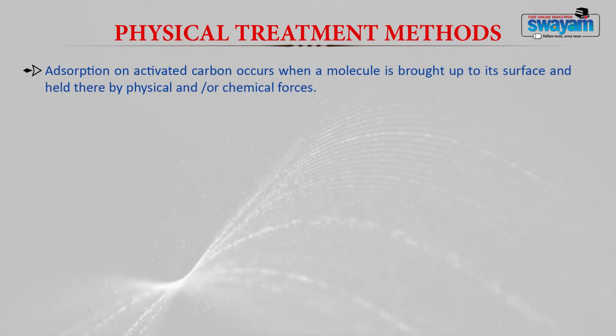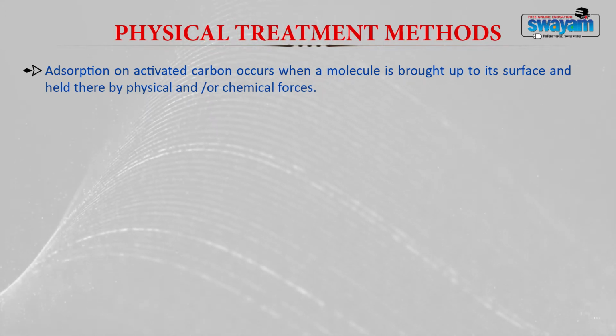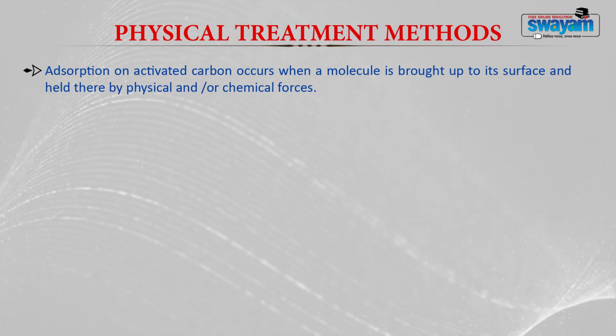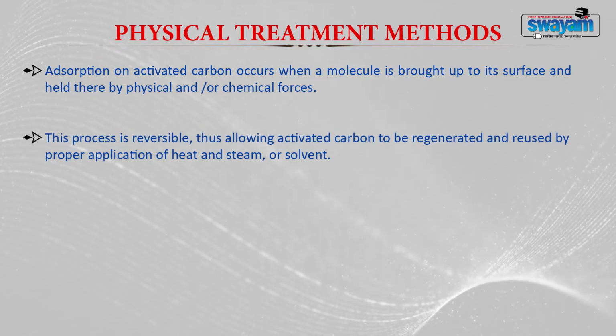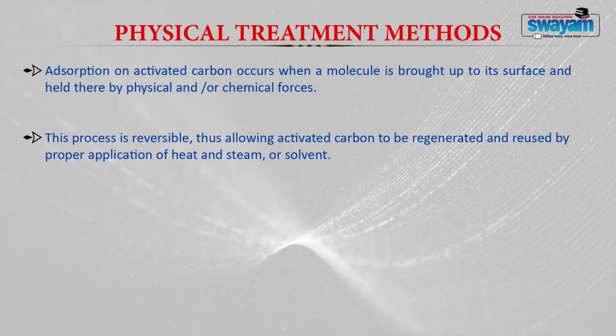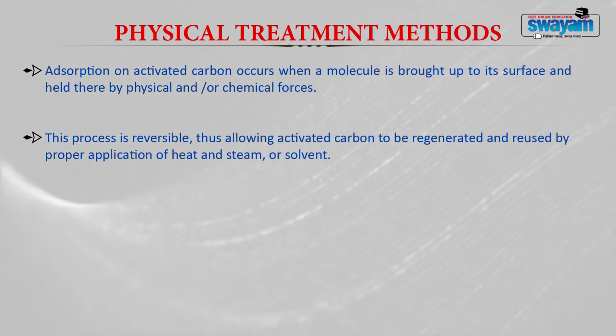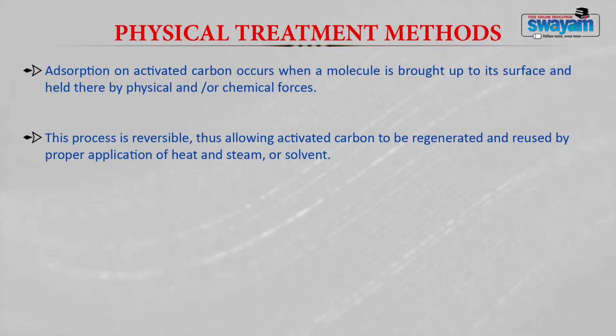First, adsorption. Adsorption on activated carbon generally occurs when a molecule is brought up to its surface and is held by physical or chemical forces. This process is generally reversible and you can regenerate the material you are using. Activated carbon used as an adsorbent can be reused by applying different treatments, such as heat, steam or solvent treatment, and you can reuse it again.